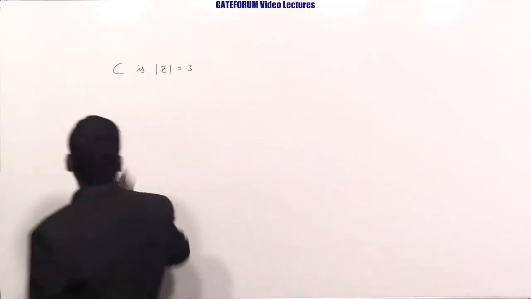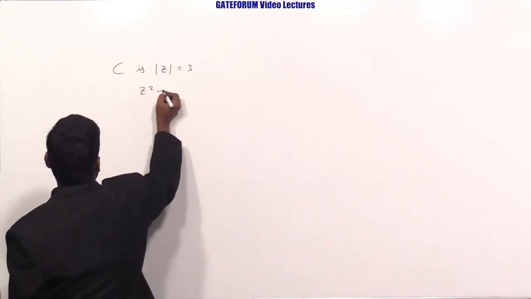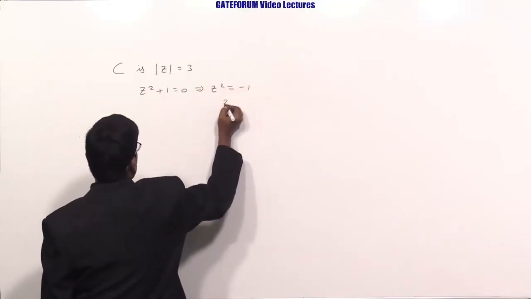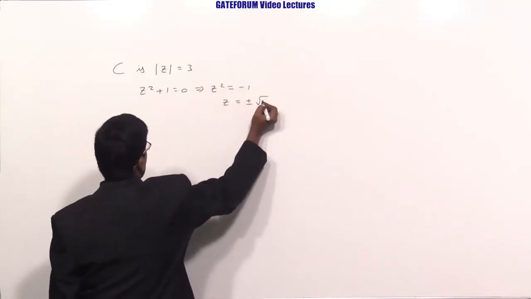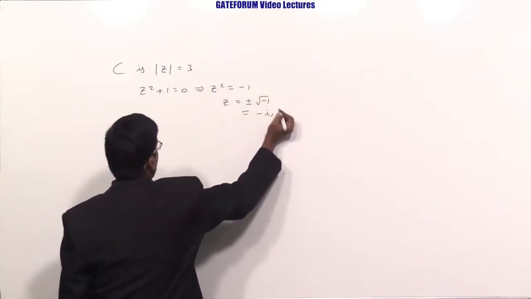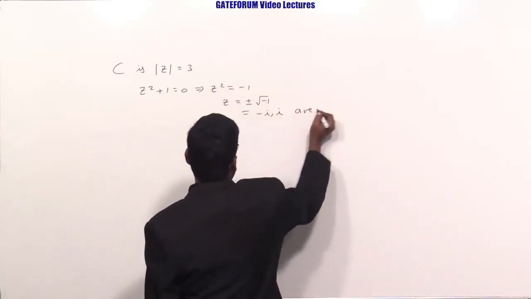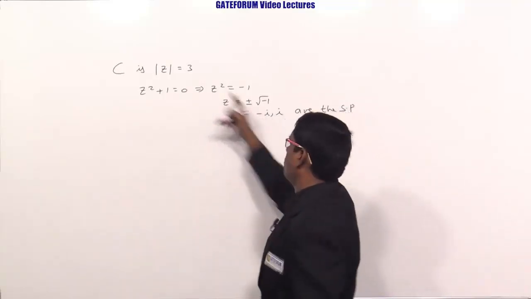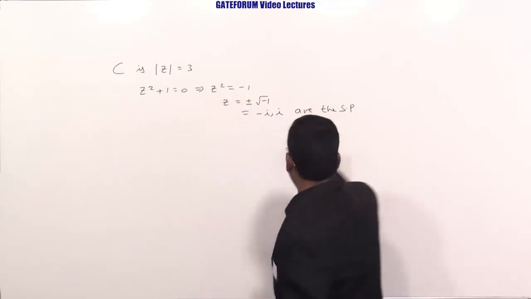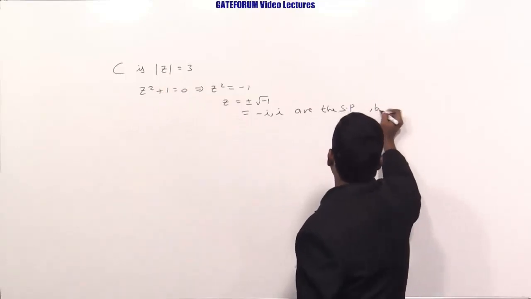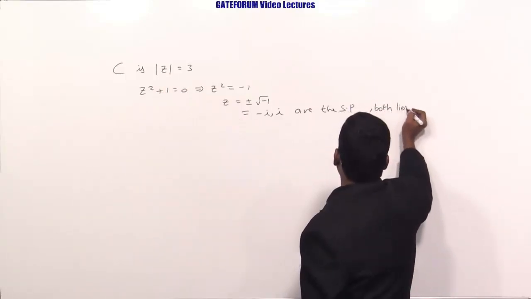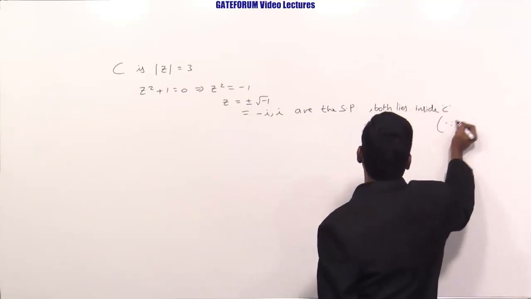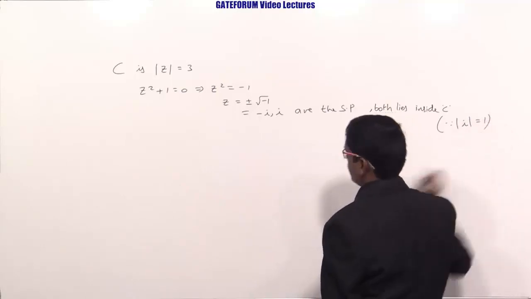Denominator of the integrand, z square plus 1, is equal to 0, which implies z square equals -1, z is equal to plus or minus root -1, that is minus i comma i, the singular points. Both, if I put mod i and mod minus i, are less than 3, so both lie inside C since mod i value is 1.